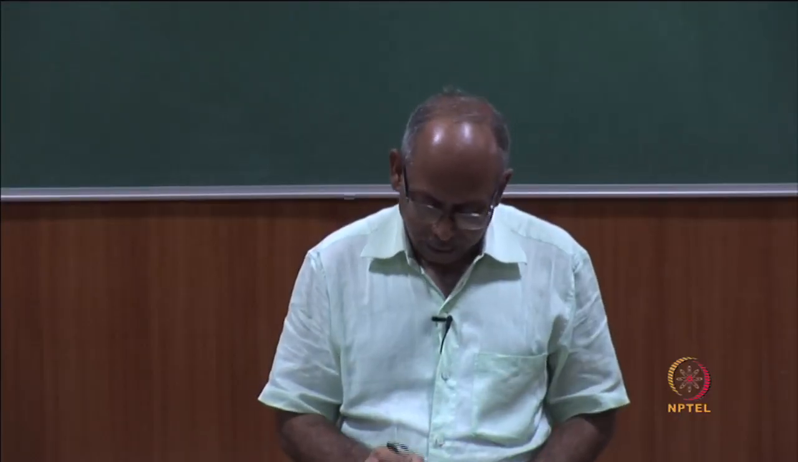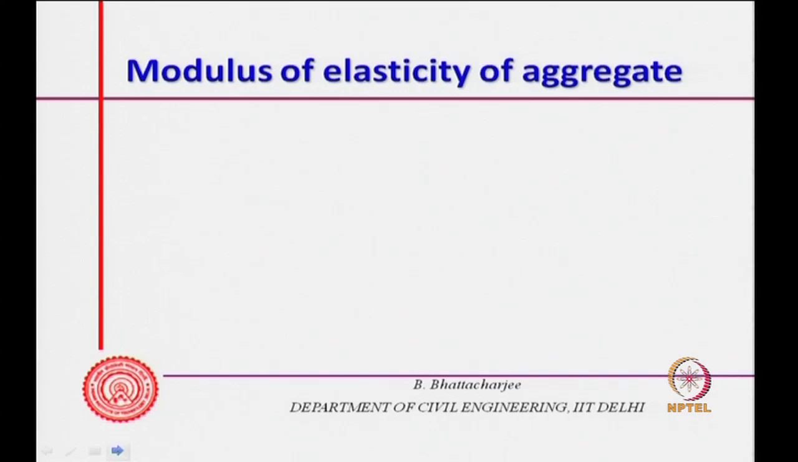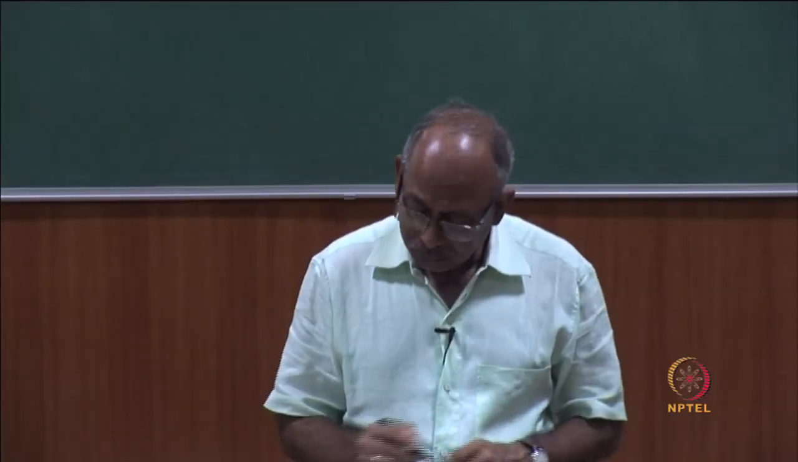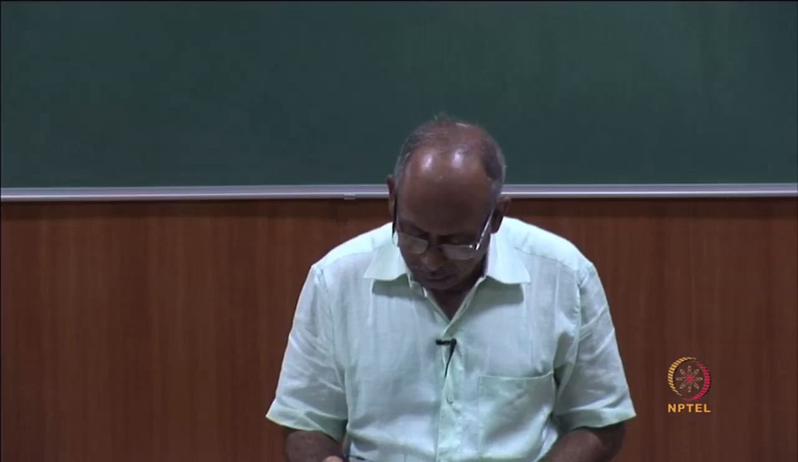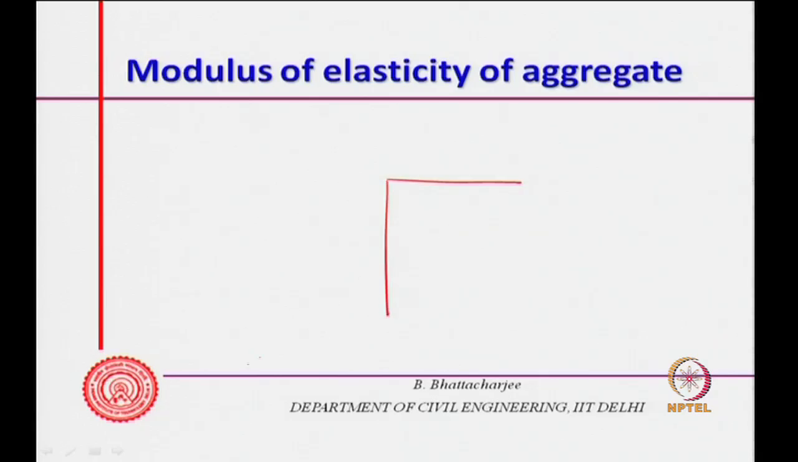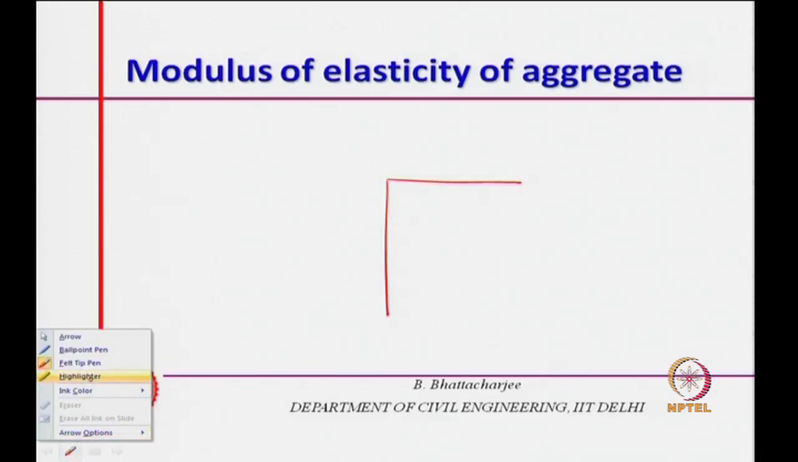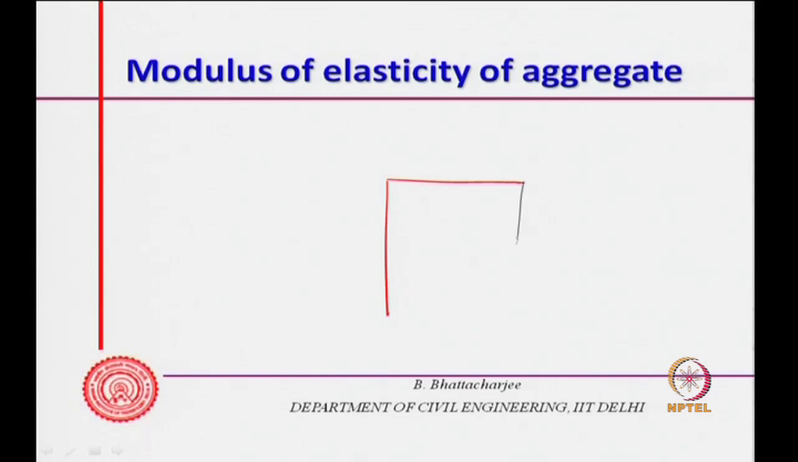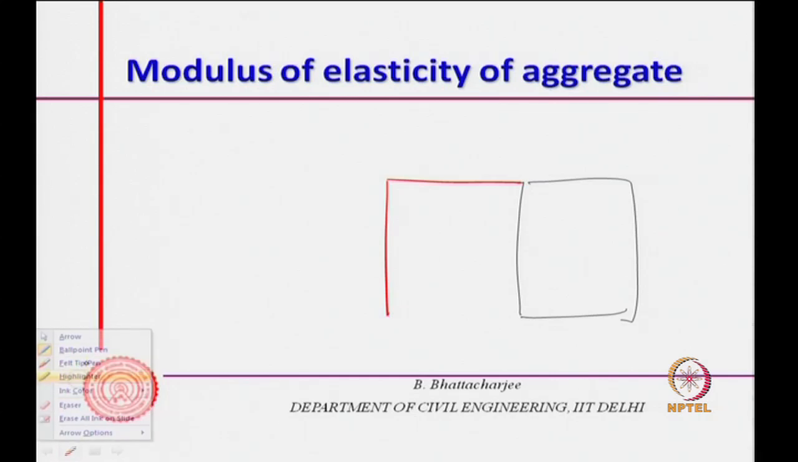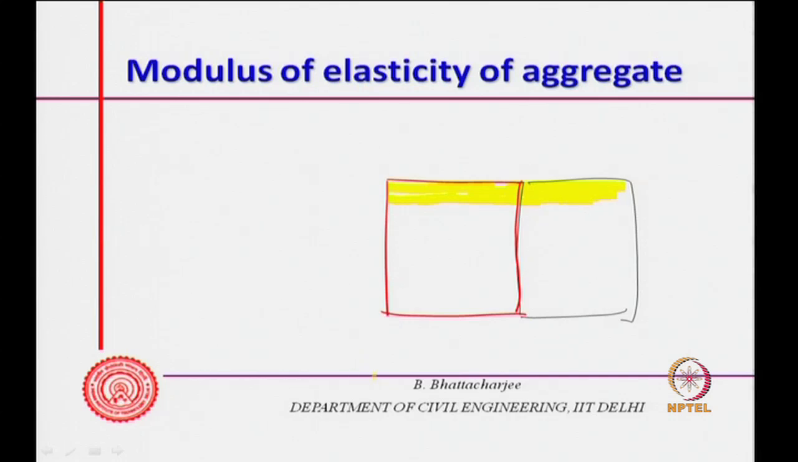Let us see the effect of aggregate. First of all, modulus of elasticity of aggregate. Now, we can understand this: the stiffness is trying to resist something that is trying to shrink. I have one material and the other material, bonded, and they are trying to shrink. Let us say this shrinks by this amount, and this shrinks by this amount.